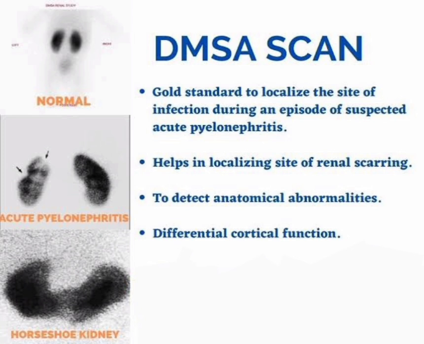In this video I am discussing recall communications, that is a UTI patient with recurrent UTI, so we need to do the DMSA scan. How can we tell that? I am giving some idea about the DMSA scan. Look at the pictures. It is the gold standard to localize the site of infection during an episode of suspected acute pyelonephritis, helps in localizing the site of renal scarring, and detects anatomical abnormalities and differential cortical function.